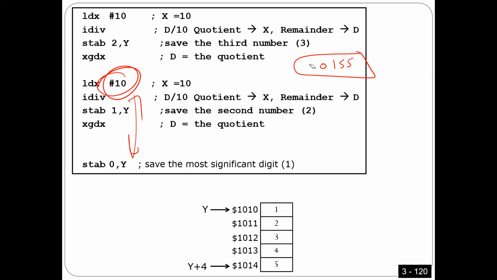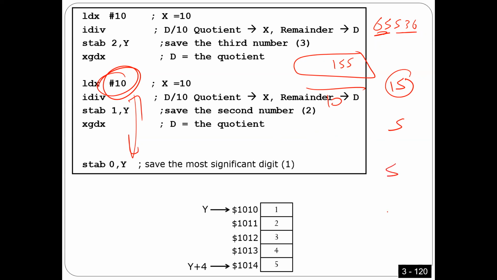So for example, the maximum is 65535, so you can get up to 5 digits. If you keep dividing, you have to divide until the quotient is 0. Once the quotient is 0, that means you don't need to divide more. So if I divide this one by 10, I'm going to get 15 and 5. Then I'm going to take 15 and divide it by 10 again.